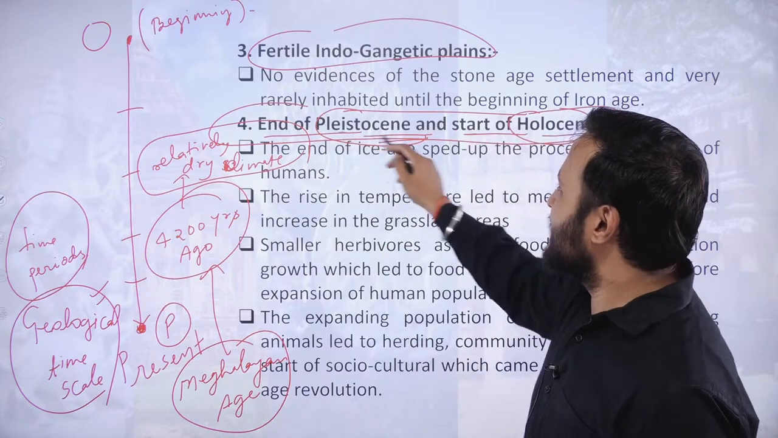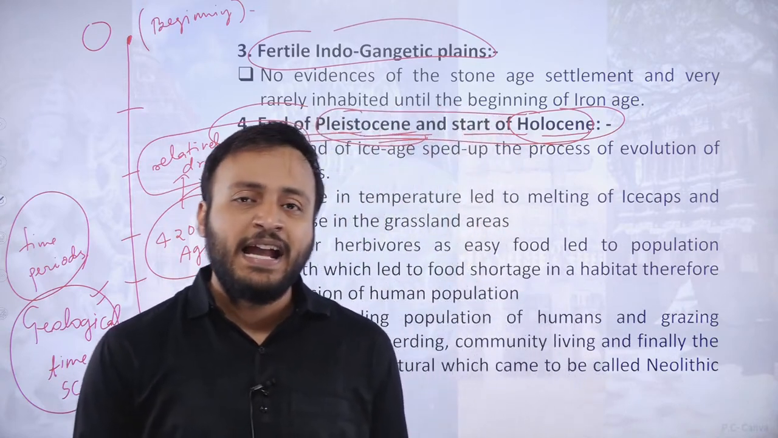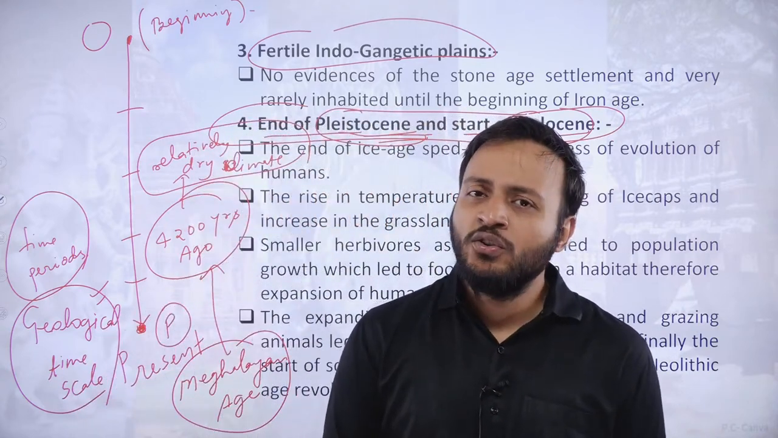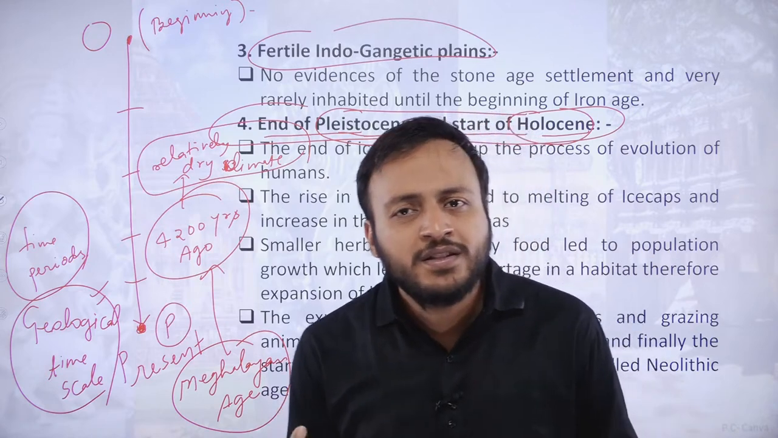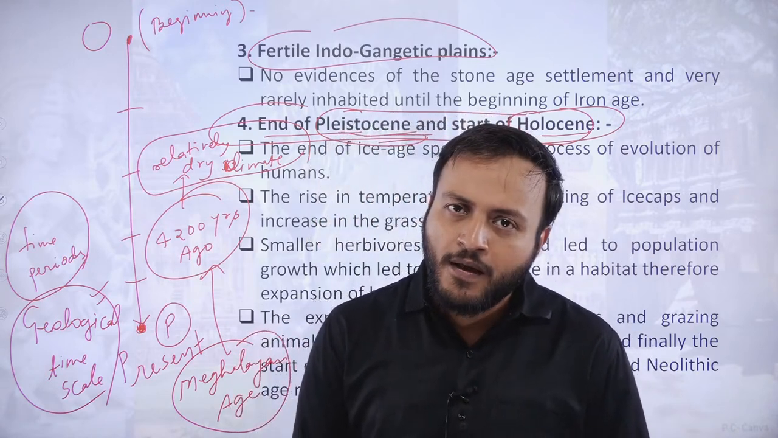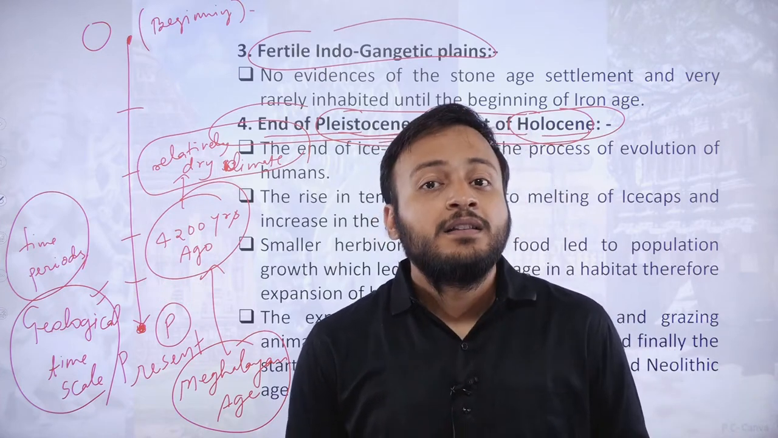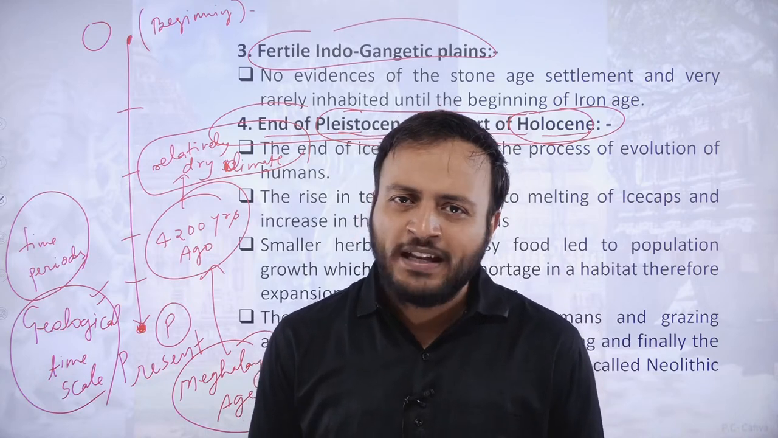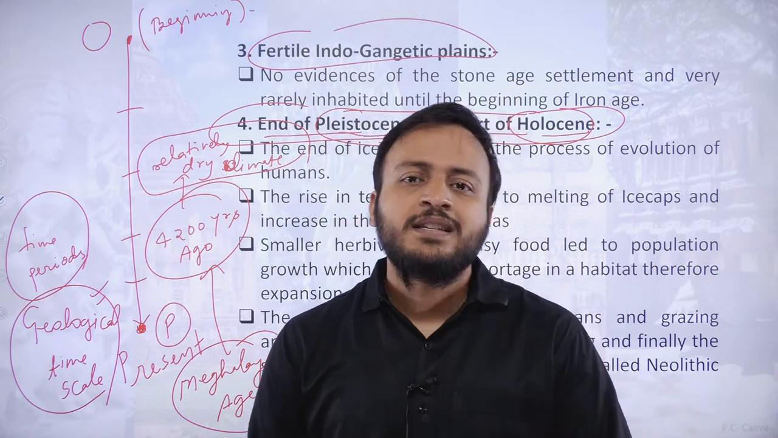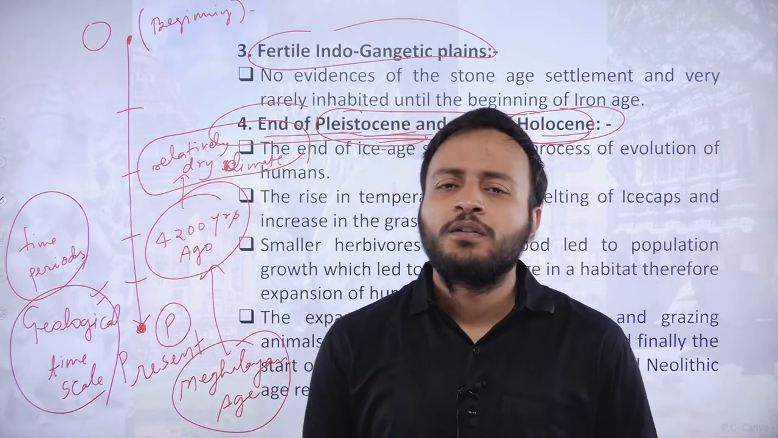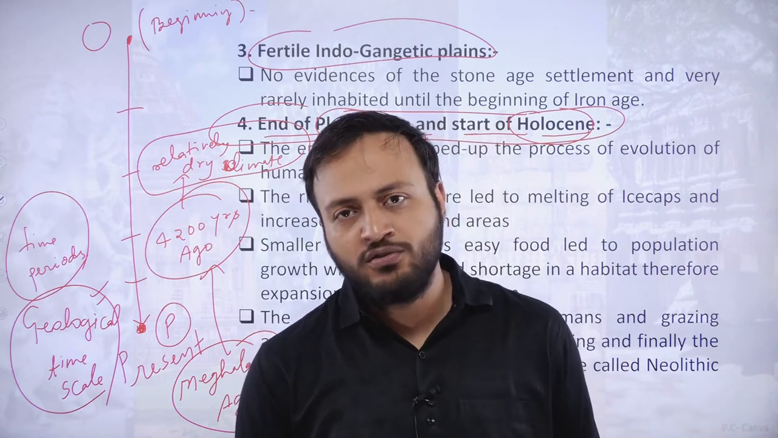Pleistocene was basically called the Ice Age, and the end of the Ice Age resulted in the development of grasslands. Why so? Because when ice is melting from any particular place, the first thing that will grow is grasses. After the growing of the grasses, the population of the herbivores would automatically increase, resulting in the development of successive species. And therefore, the pattern of existence of human beings would also change.